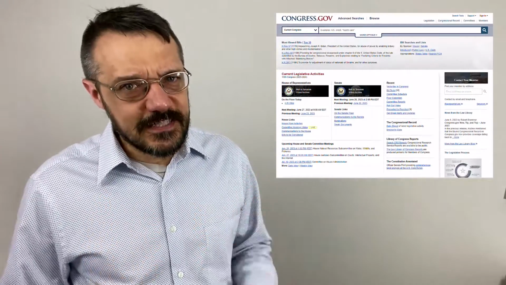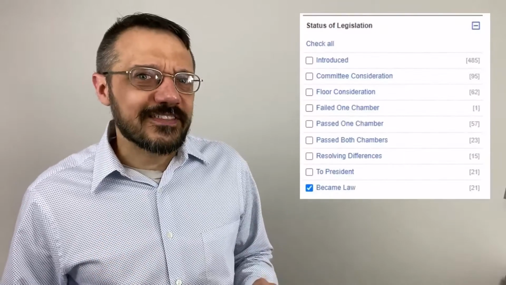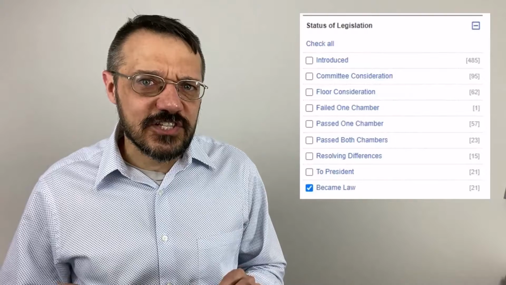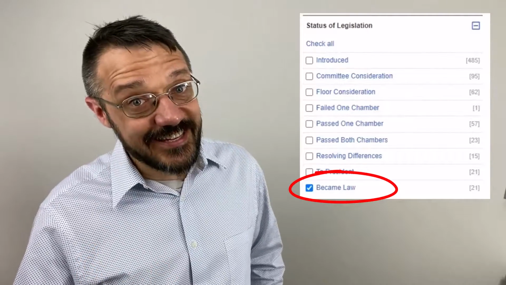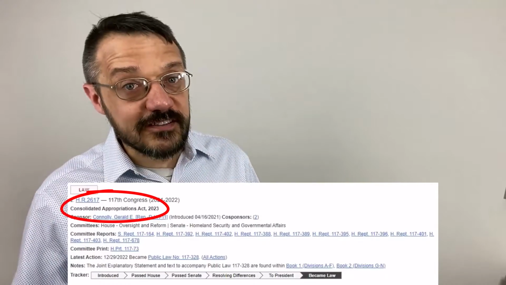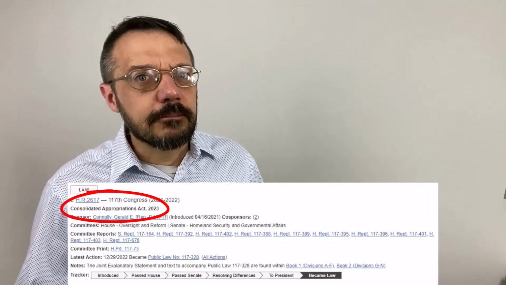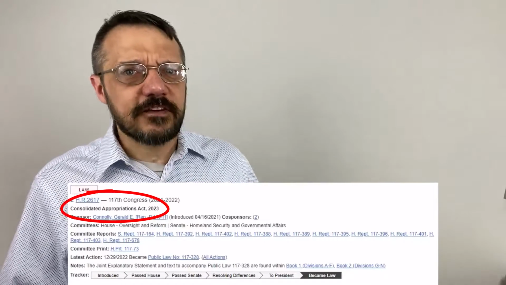Unless you're specifically looking for draft legislation, always filter the status of legislation as became law. That's going to make things a lot easier. Now, normally, if you're looking for information about appropriations, you're looking for something that's called the Consolidated Appropriations Act. It's called the Consolidated Appropriations Act because it contains the appropriations for lots of federal agencies.